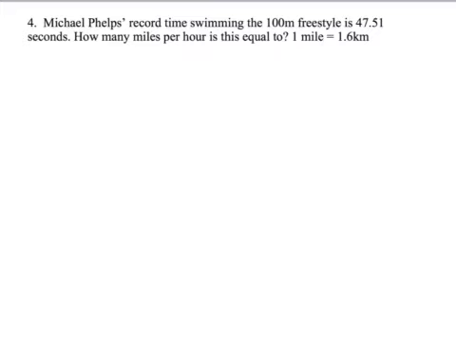This next part is from number 4 on the dimensional analysis worksheet. So we'll just go ahead and get to this. Michael Phelps' record time swimming the 100-meter freestyle is 47.51 seconds. How many miles per hour is this equal to? Being that 1 mile is equal to 1.6 kilometers. So this is nice. This already gives us information that we don't have to go hunt down. This is also a very interesting question because we get to see how fast Michael Phelps actually is in water, and something that we're used to seeing.